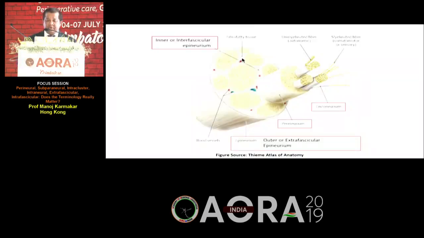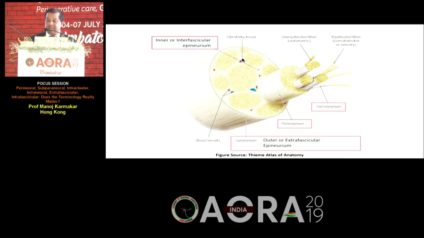When you look at the peripheral nerve, this is the picture you often see in most textbooks. They say there is an epineurium, which is the outer layer, the outer epineurium. Then you have a perineurium, and then you have an endoneurium, which basically covers each of the individual nerve fibers. So, is it so simple?